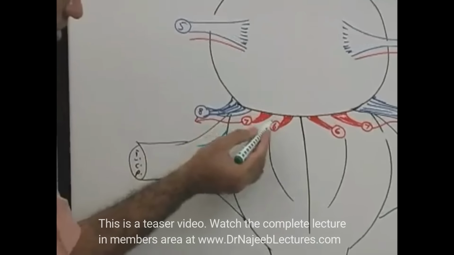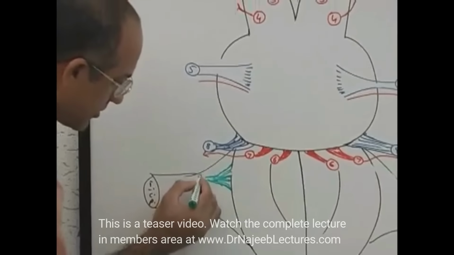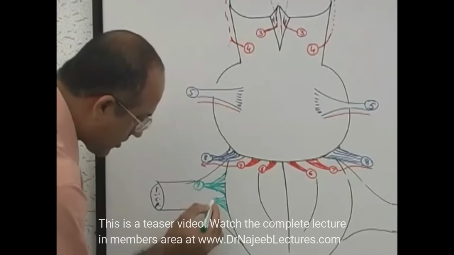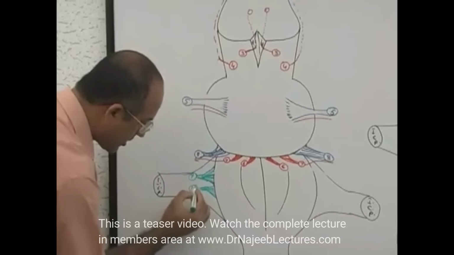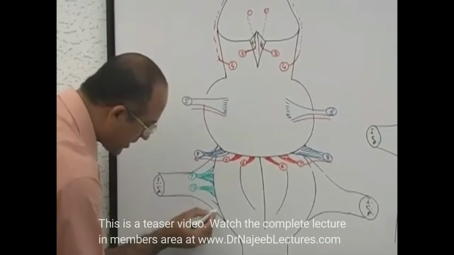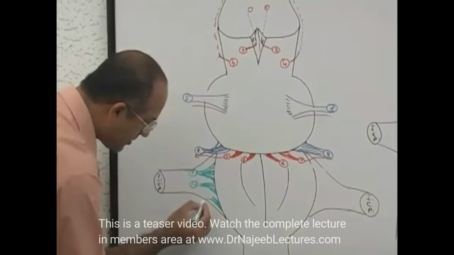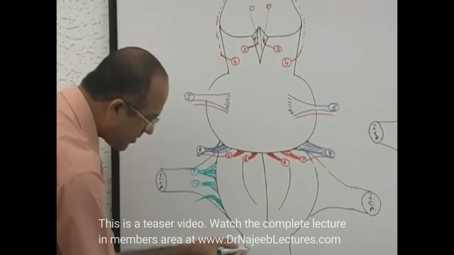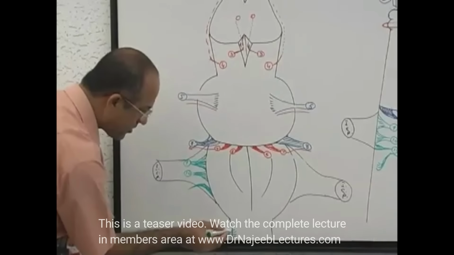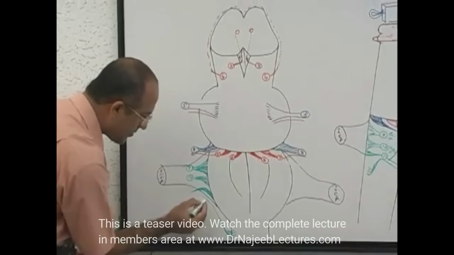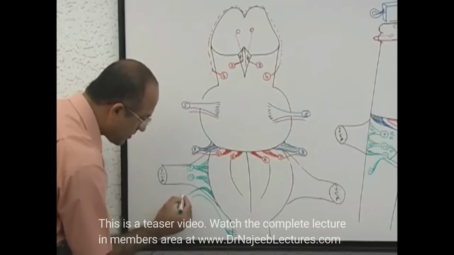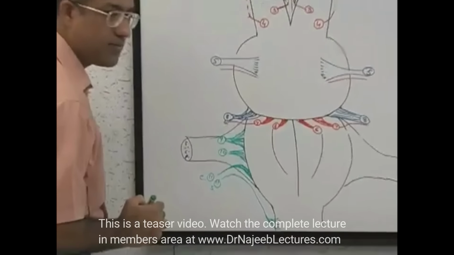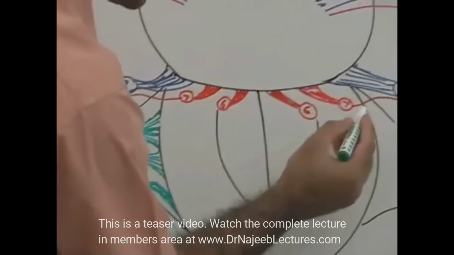Which nerve is coming? 6, 7, 8, then 9th. What should be here? 10th. And what should be coming here? Cranial part of 11th. And from here, what should be coming here? Spinal part of 11th, cranial part and spinal part. Is that right? Same. You can draw on this side.